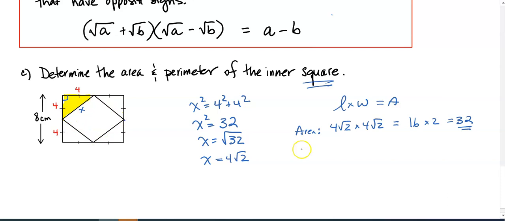And I know the perimeter, because I know the perimeter of a square is the length added up 4 times, or 4 times the length of the square, since they're all the same, right? So 4 times 4 root 2. So the perimeter is going to be 16 root 2 in exact form. So that's the perimeter, whatever units we're working in, and that's the area of the inner square.